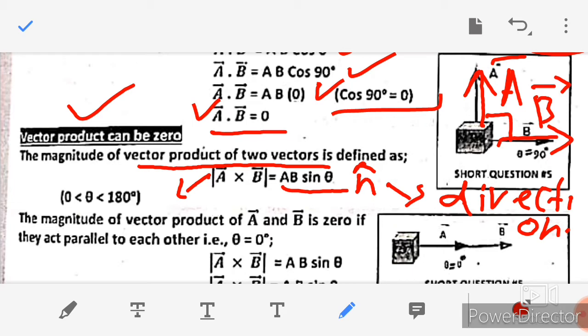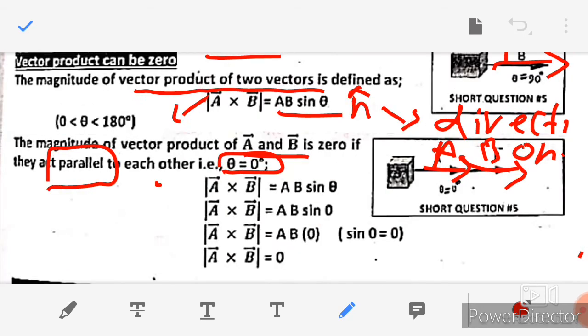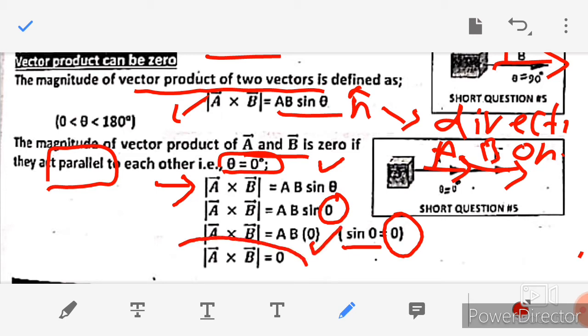The magnitude of vector A cross B is 0 if they act parallel to each other, meaning they make 0 degrees: one vector is moving in this direction and the other is moving in the same direction. So this is vector A and this is vector B. The magnitude of A cross B is equal to AB sin theta, and theta here is 0. Sin 0 is equal to 0. So A cross B is equal to AB multiplied by 0, and the whole is equal to 0. The cross product is equal to 0.